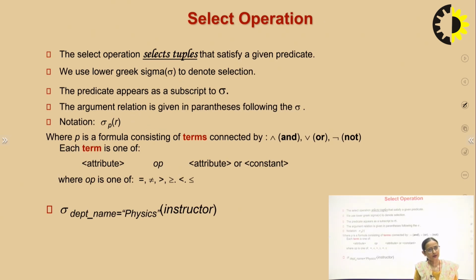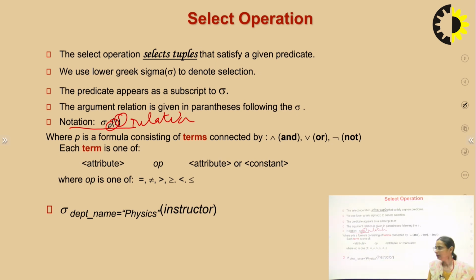So let's start with the very first operation, that is the select operation. So what does the select operation do? It simply selects tuples that satisfy a given predicate. First we will look at the notation. Notation is sigma p, and in parenthesis you write r. What is r? It is the relation. And what is p? It is the predicate.